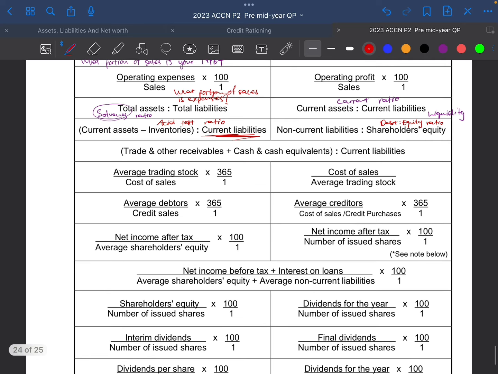Then now you have trade and other receivables plus cash and cash equivalents over current liabilities. So this is the same as your acid test ratio. You have an option to choose which one to use.